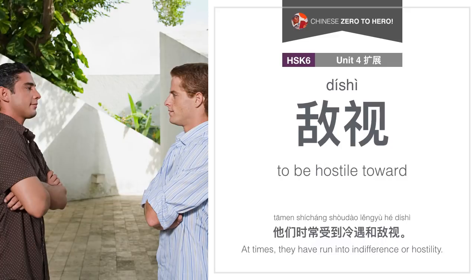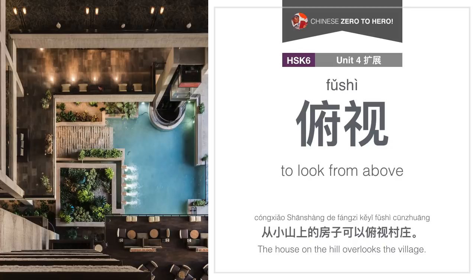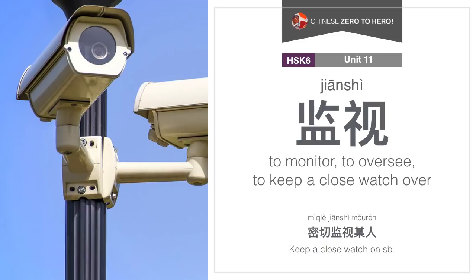And in HSK 6, we also learn the word 敌视, meaning to be hostile toward. 他们时常受到冷遇和敌视。At times, they have run into indifference and hostility. In HSK 6, we also learn the word 俯视, meaning to look from above. 从小山上的房子可以俯视村庄。The house on the hill overlooks the village. In HSK 6, we also learn the word 监视, meaning to monitor, to oversee, or to keep a close watch over. 密切监视某人, keep a close watch on somebody.